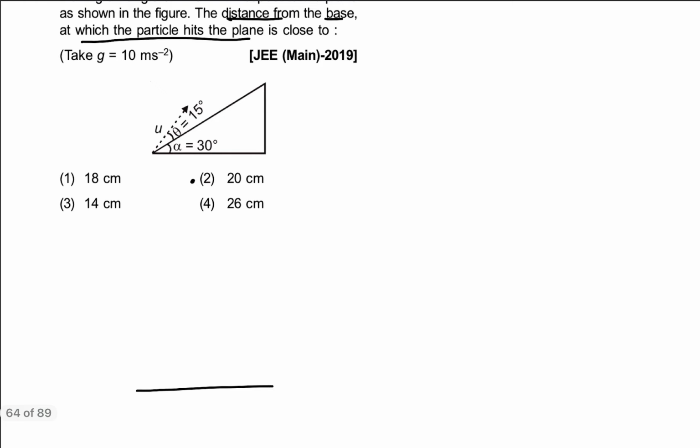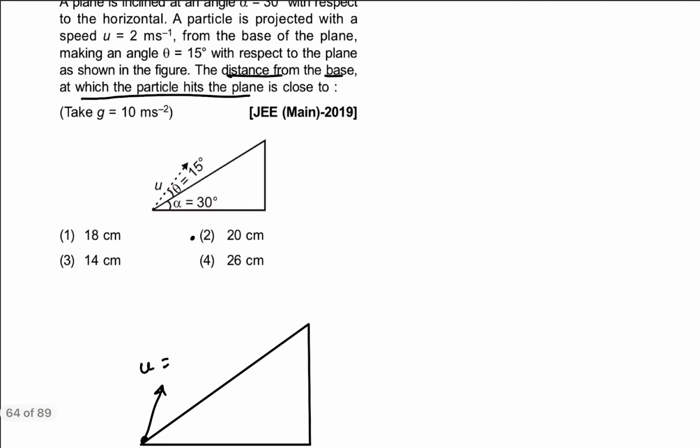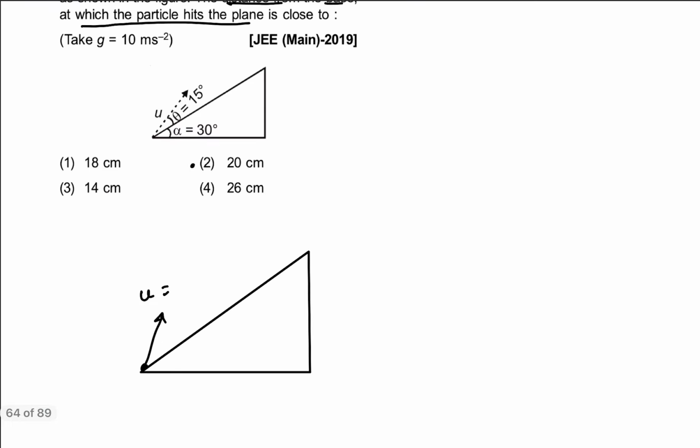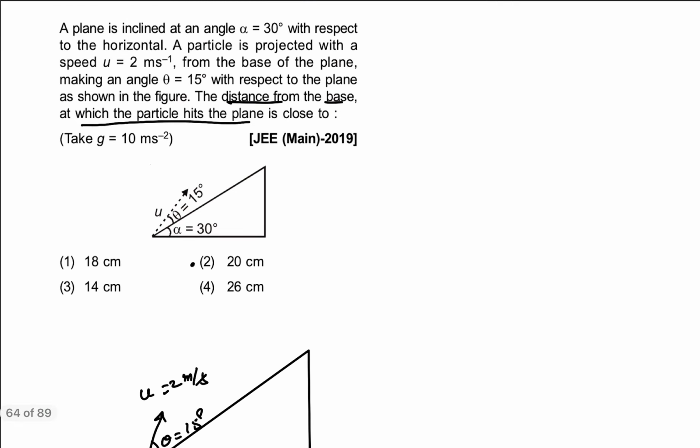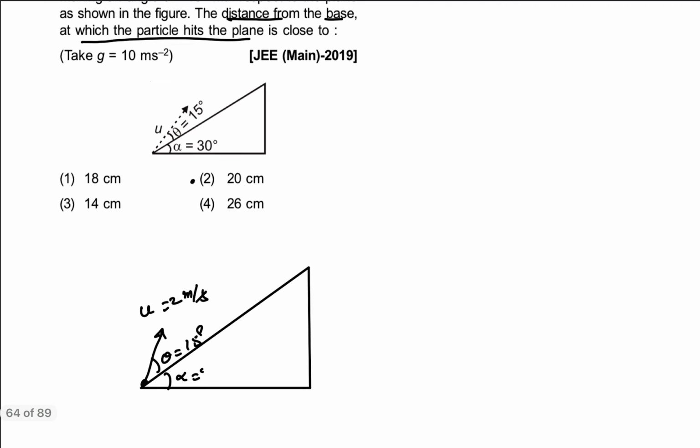As I told earlier, I am not going to remember any formulas. I am using only the basic relations. u is equal to 2 meter per second, theta is 15 degrees and alpha is 30 degrees. Now, whenever it is projected like this, we are going to calculate the AB value.